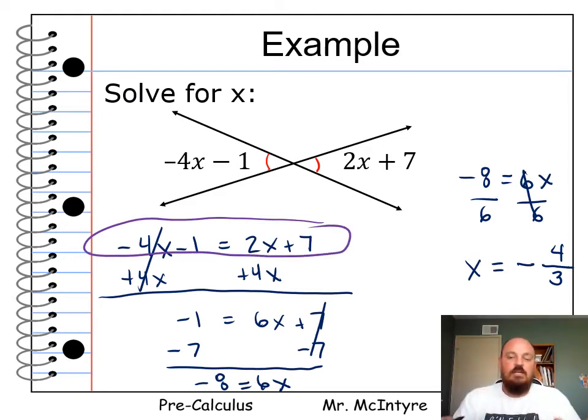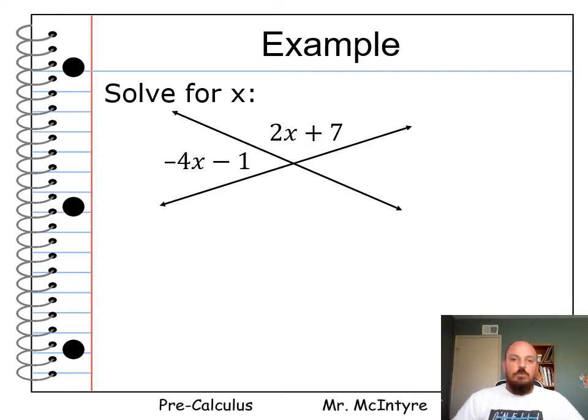You have to look at a picture and realize what you're being shown. I was being shown two angles that were equal. So I set those two things equal to each other, and then I solve for x. Now for our second example today, I'm going to give you the exact same picture and the exact same numbers, but with one tiny little difference.